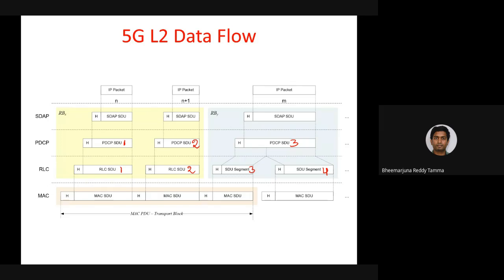But when it comes to the PDCP SDU 3, it has done the segmentation of that into 2 parts and taken a part of that, which is called SDU segment 3. And these are the 3 things that are packed together and sent as part of one MAC PDU in a transport block to the physical layer.